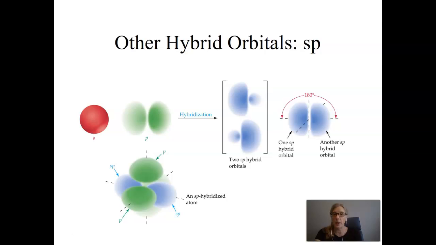Also, in the sp hybrid orbital, there are two unhybridized p orbitals that are available to sideways overlap to create the pi bonds for double and triple bonds.